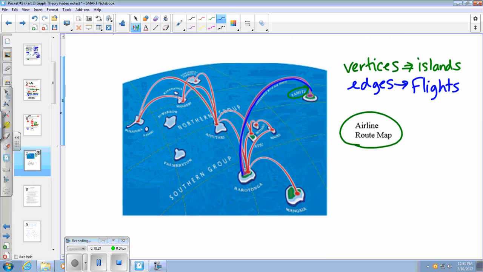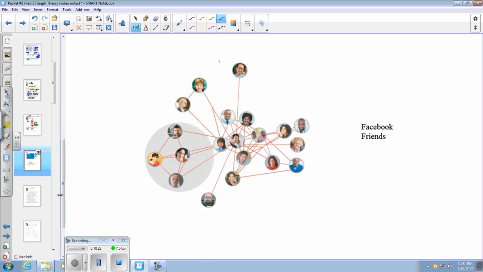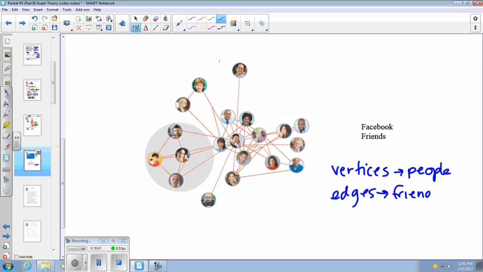Down at the bottom of your page, you have one more graph. This is something that Facebook created at one point. I don't know if it still does this or not. What you'll notice is that your vertices or dots in this case represent people. And the edges represent friendships. So if two people are connected by an edge, that means they're friends on Facebook.